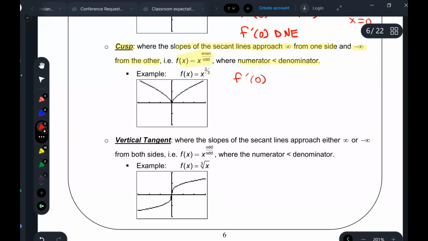So the derivative from the left is approaching a negative infinity slope, right? And then from the right, again, the slopes are approaching positive infinity. So therefore, f prime of 0 does not exist.